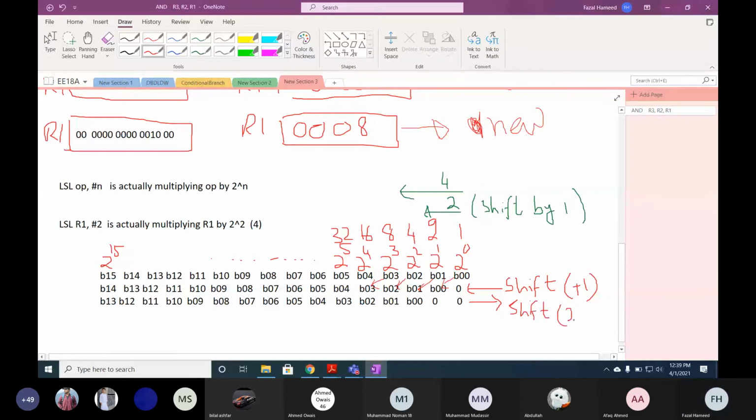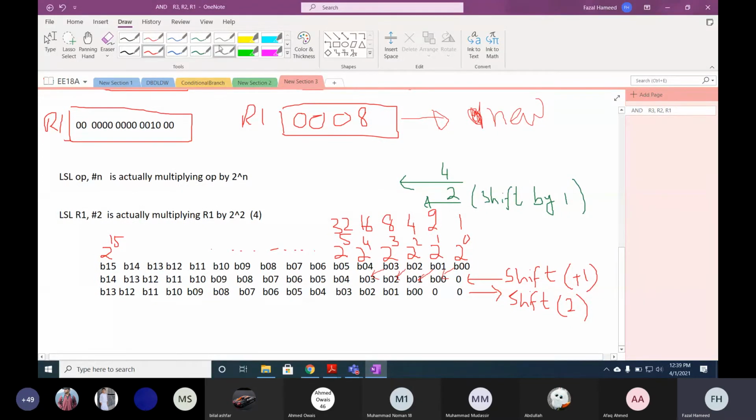By 2. So now in the second example, the weight of B0 moves from here to here, so its weight moves from 1 to 4. Am I right or not? Now if you look at B1, if it shifts from here to here, its weight is increased from 2 to what? 8. And for B3, it moves from 4 to what? 32. So it means it is a multiplication by 2 to the power n.